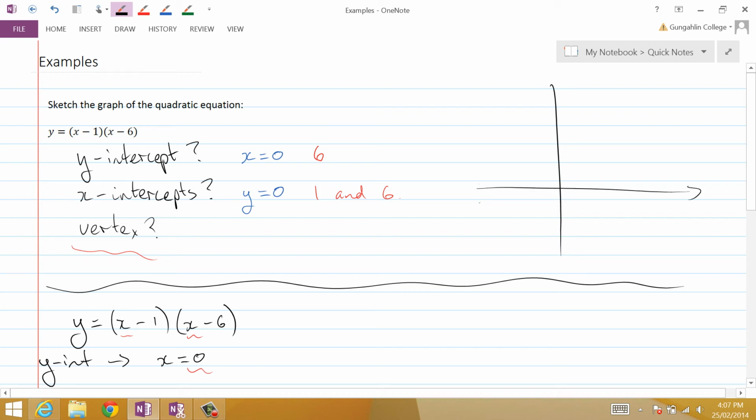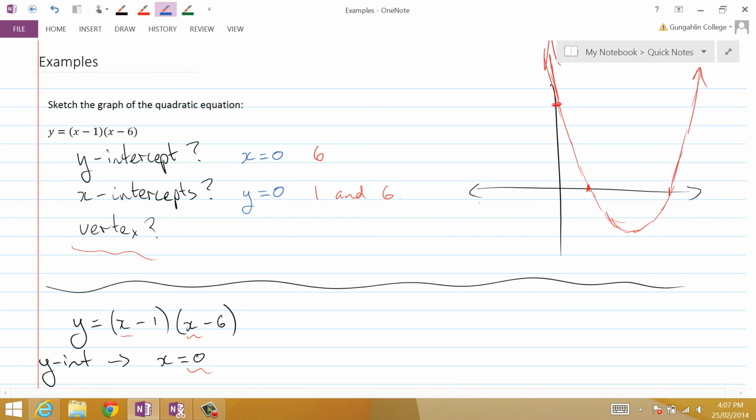So let's have a go at getting a rough sketch of what's going on here. My y-intercept's at 6, that looks about 6. My x-intercepts are at 1 and 6. Then my parabola is going to look a bit like this. It's not the greatest parabola I've ever sketched, but it's good enough for what we're doing. Okay, it looks something like this.